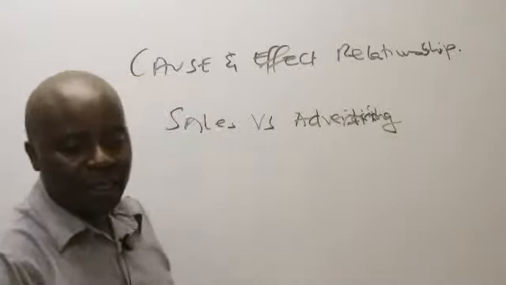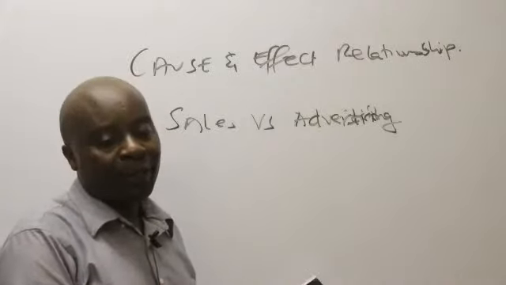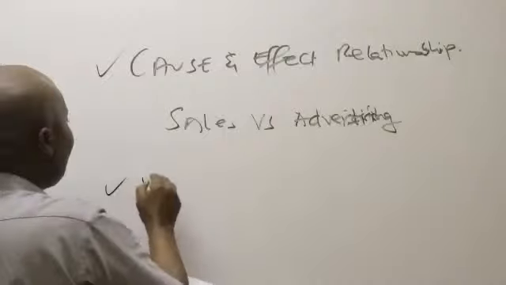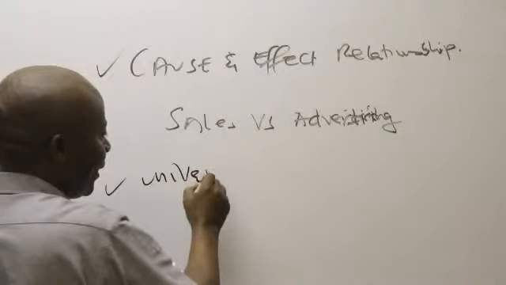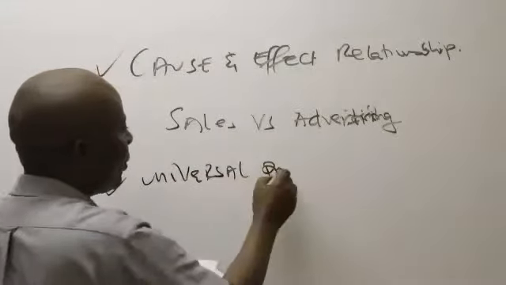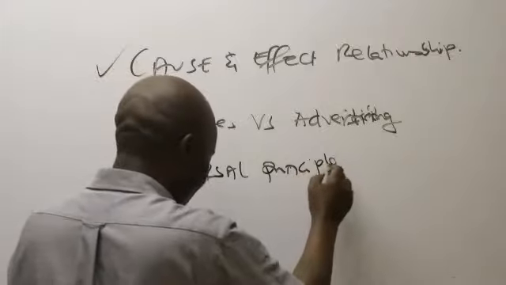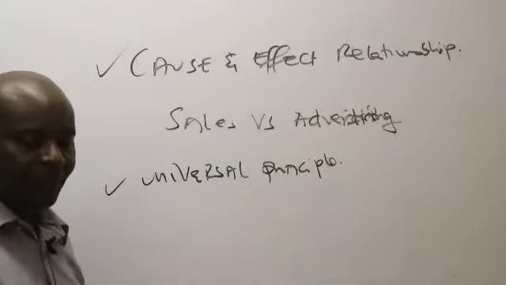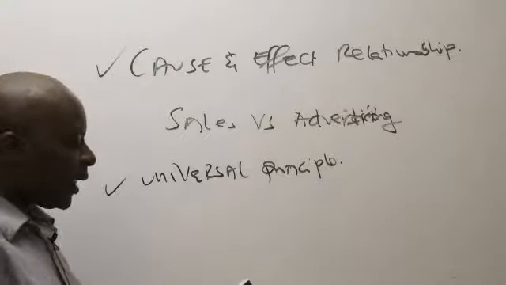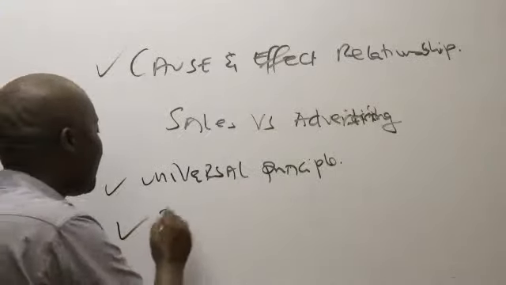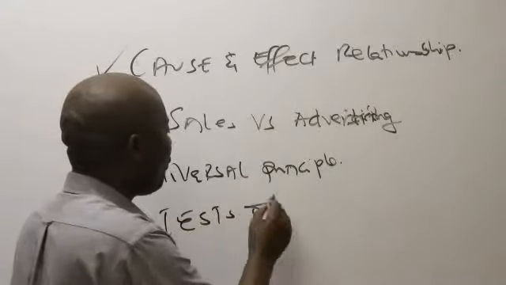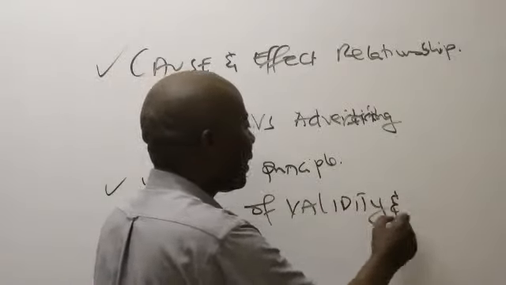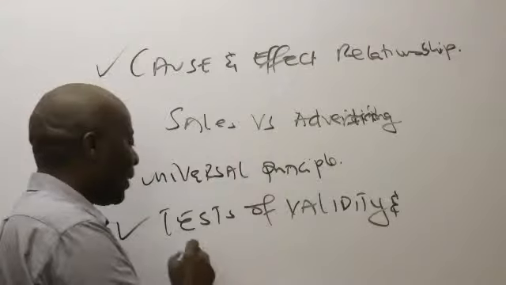So in this case, the principles are universal. Universal principles mean it's a science, it can be studied. Yes, we have tests of what here? Tests of validity, and what here? Predictability.